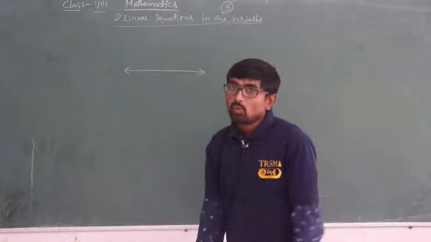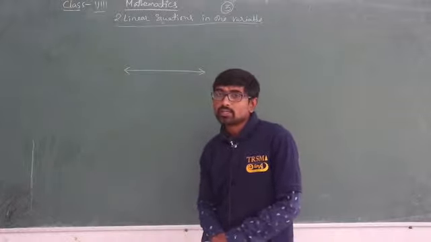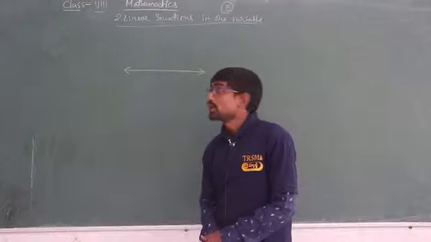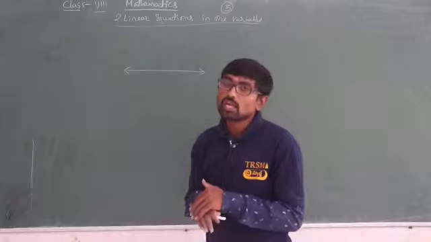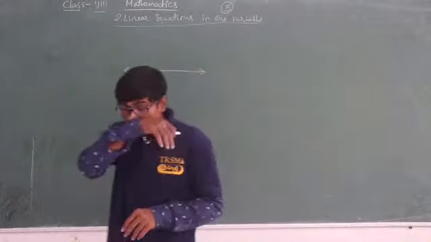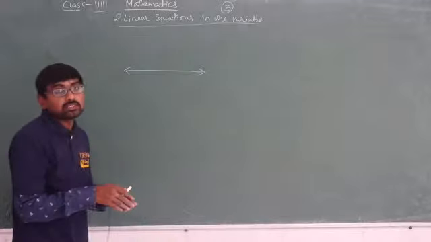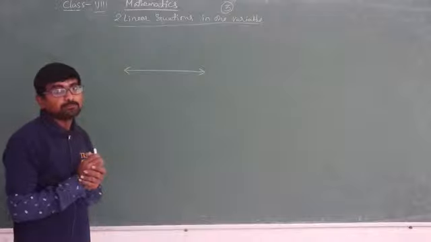Why is this a line? Because it does not have any end point. It is continuously going on, going on, going on. So the collection of points which does not have any end point is called a line. So here I have taken one line.